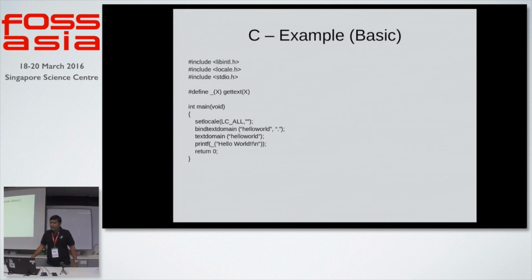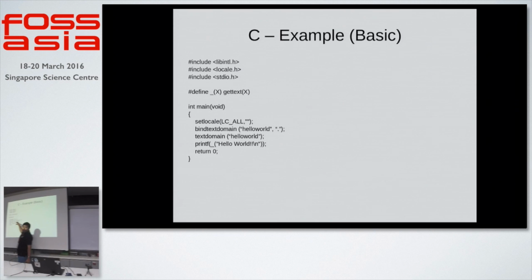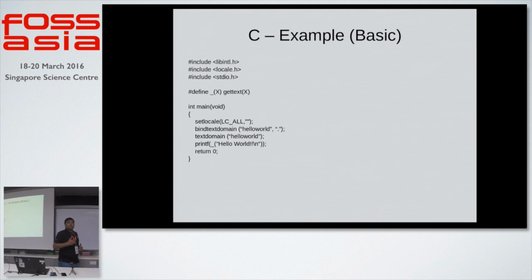Then bindtextdomain. Suppose you are writing some small program like a hello world. You may want to give some name to this program, say hello world. Hello world is the domain name for which you want to bind a directory from where to fetch the translations. You are going to globalize your software, so you need translations in your software. That should be installed at some particular path on your system, and that path is defined by this parameter: from where to read the translations for your software.